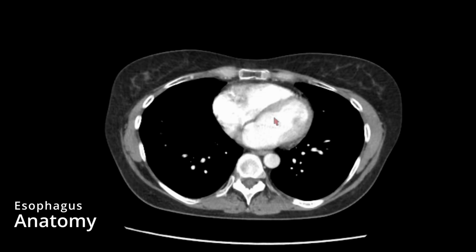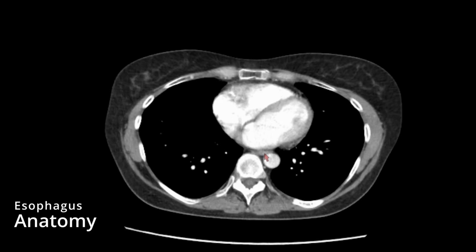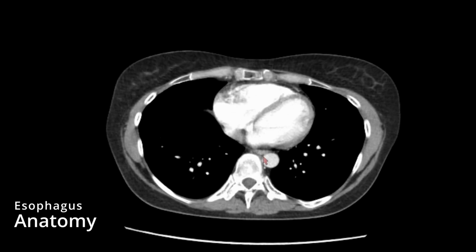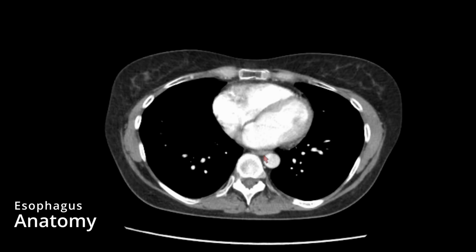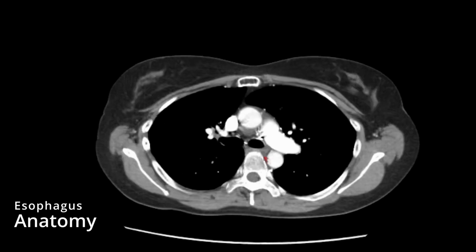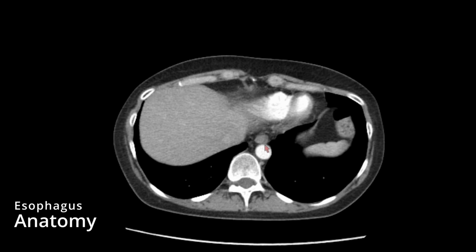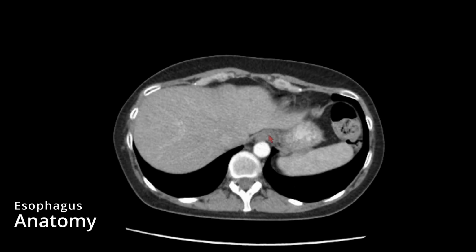Moving to the posterior mediastinum, we encounter the esophagus right here. The tiny focus of air that is present is within the esophageal lumen, and it's usually a collapsed structure. It extends from the thoracic inlet down all the way into the stomach. Then this is the GE junction.